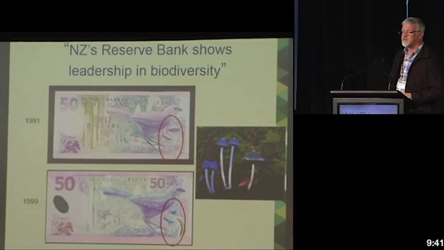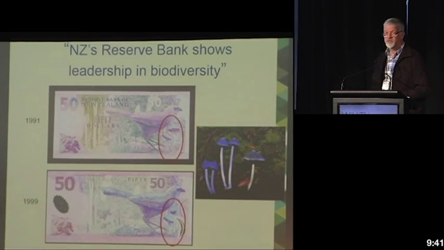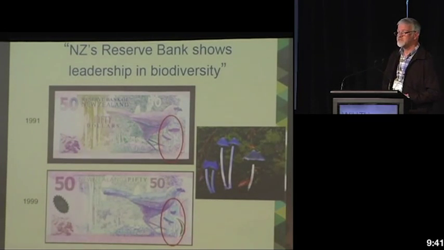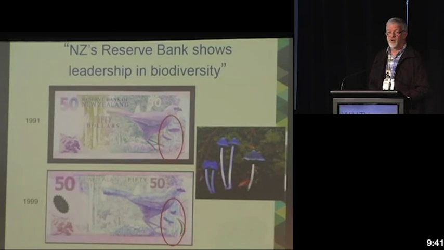How about this for a headline? New Zealand's Reserve Bank shows leadership in biodiversity. Well, they did. It's my headline, but they did in the $50 banknote. 1991, this amazing banknote, the only banknote with a mushroom on it in the world. And in 1991, here they have Weri Weri Kokako and the Tuhoi story, great that Jim's here, where the kokako rubs its wattle against the blue mushroom to get the colour on its cheek. It's set in Pureora Forest.